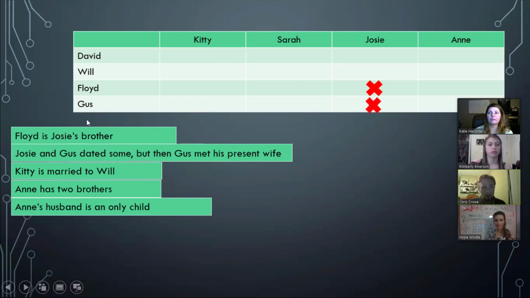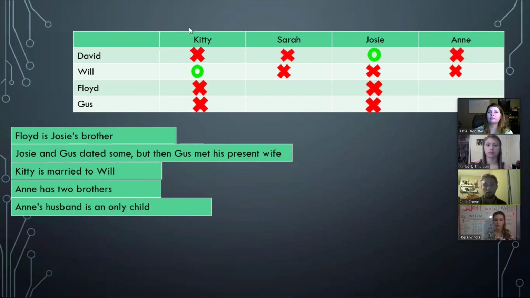The third clue indicates Kitty is married to Will, which is not only a clue, it's a given answer to help us cut this entire process in half. So since Kitty and Will are married, that immediately cuts off Kitty from being married to any of the other men and Will from being married to any of the other women. And again, using the process of elimination, we understand that since Josie cannot be married to Will, Floyd, or Gus, she has to be married to David. And then going through the rest of this process, slowly eliminating the rest of the people and who they're married to, we can find out who they're not married to, and then find out who they are married to as the final answer.